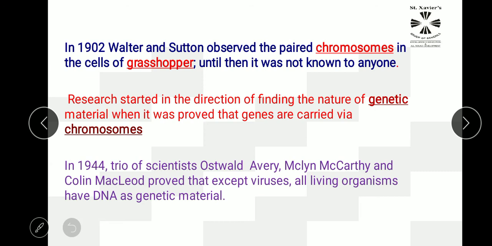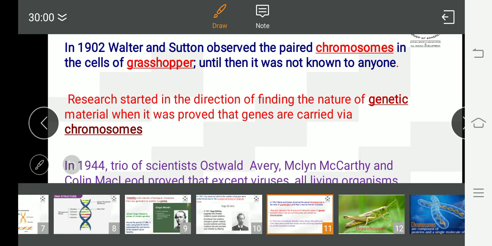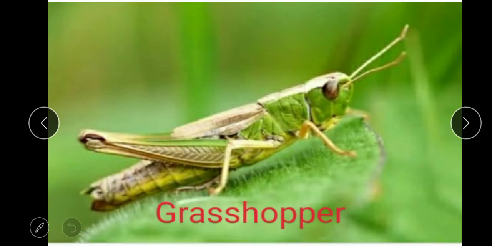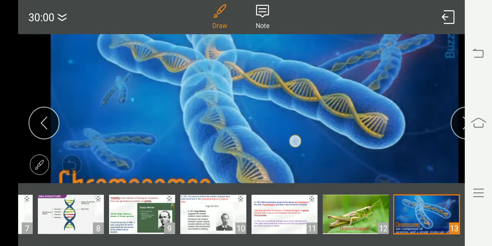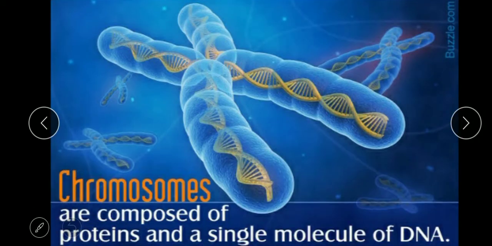The scientists Walter and Sutton were observing the cell of a grasshopper, students. See, this is the picture of a grasshopper. They were studying the cell of this grasshopper. When they were studying the cell of the grasshopper, they saw chromosomes. They saw a pair of chromosomes, and then it was the first time when this chromosome came into the picture.